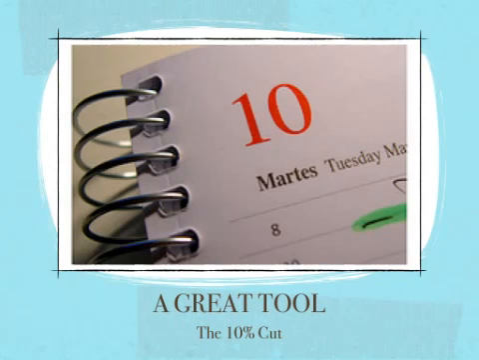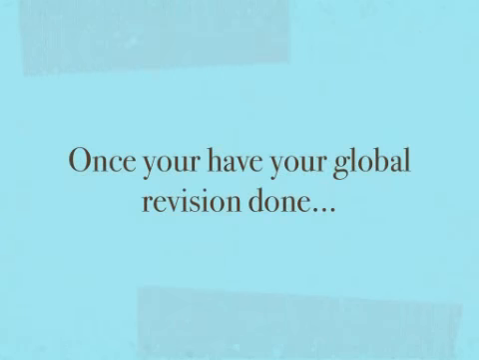So, the 10% cut is very much what it sounds like. It's a tool in which you will cut 10% of your words. So, first you have to do your global revision. You have to examine your structure. You have to look at your point of view. You have to think of your approach to this piece, looking at your reasons and evidence and getting your content straight. When you have all of those pieces in place, you have done your global revision.